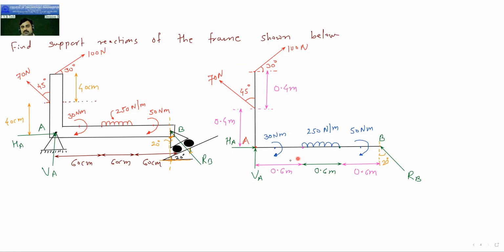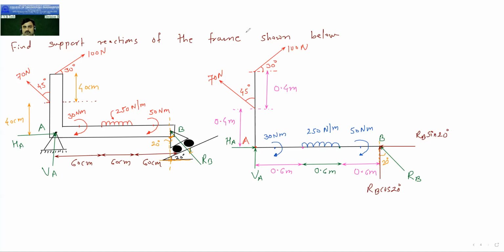This is the given numerical to us. First, we will see that this 70 Newton is inclined, 100 Newton is inclined, RB is also inclined. So we have to resolve all of these. So we will start from the RB. So here, this is the point of application. So one component, vertical component of RB. This is the vertical component of RB. And this is the horizontal component of RB. So if this angle is 20 degree, then this will be RB cos 20. This is RB sin 20. Okay, RB cos 20, RB sin 20.